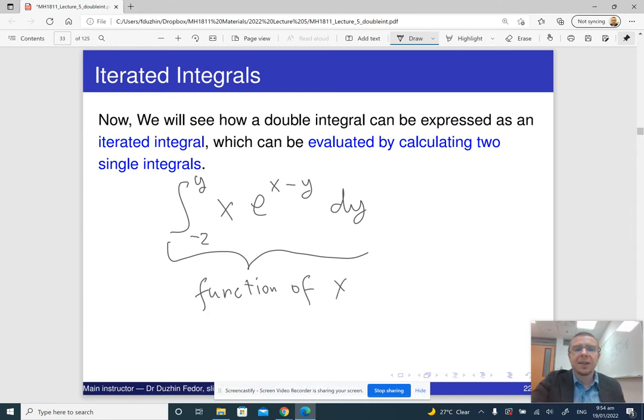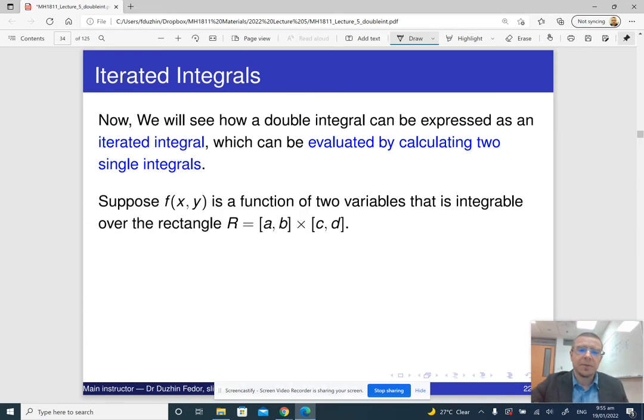So if x is, I don't know, 3, you will get one answer. If x is 2.5, you will get another answer, and so on. So the answer will depend on x, which means that essentially we can take this as a function of x, and then we are going to integrate it from, let's say, 0 to 1. After the second integration, we just get a number, a constant. So this is what an iterated integral really is.